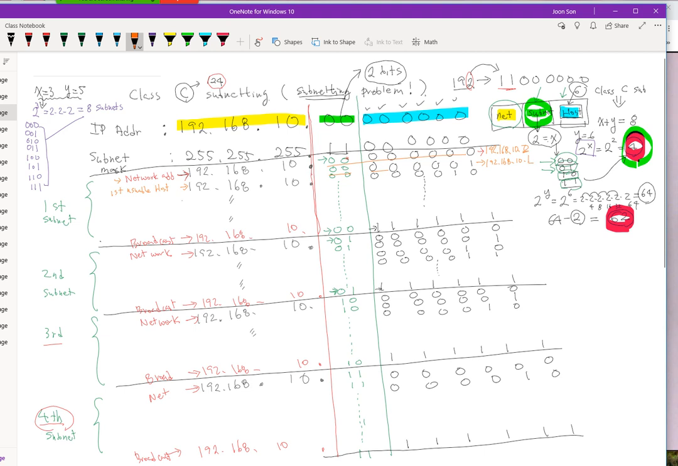Okay, now I need a volunteer. What is the second usable host IP address for the first subnet? Any volunteer? What is it? 192.168.10.2. Thank you so much. What is your name, by the way? Pierre. Pierre, thank you.